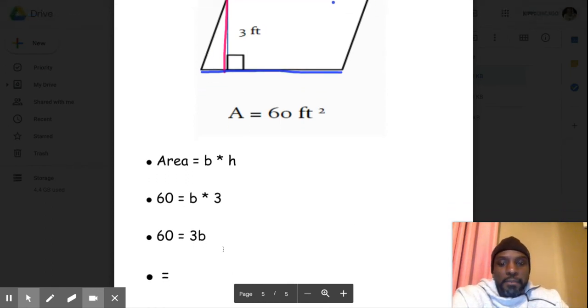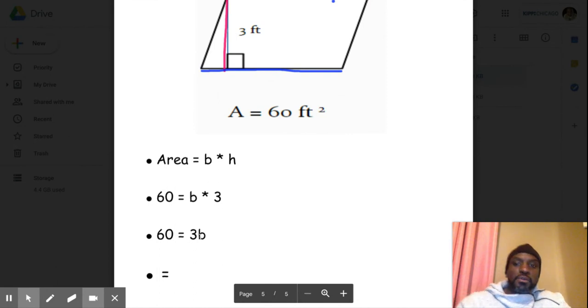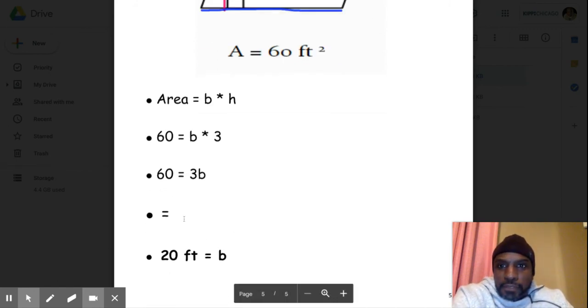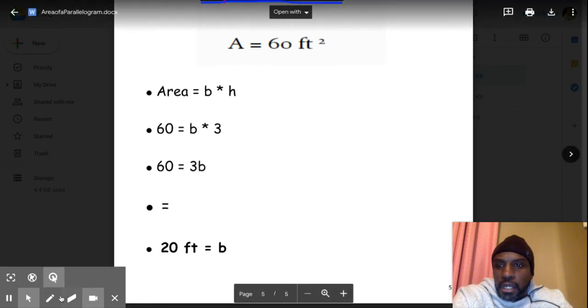So now, I have 60 equals 3b, which is the same as b times 3. B times 3 is the same as 3b. Remember, a letter next to a number means what, class? Multiplying. So we're multiplying this, okay? Now, here we go. Something's missing here. I'll draw it in for you, though.